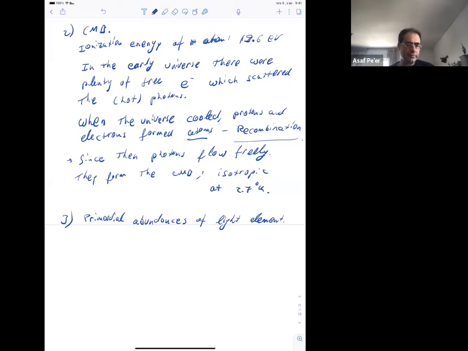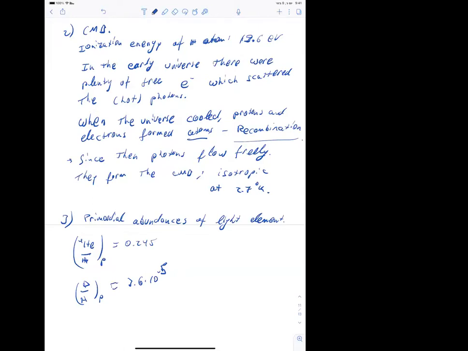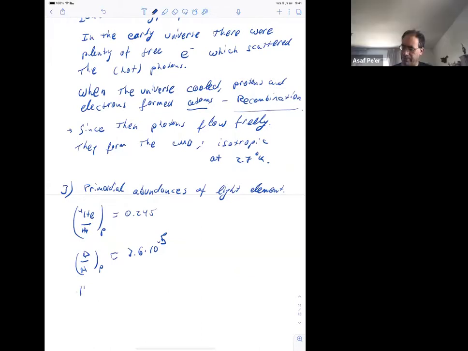So helium-4 over hydrogen, primordial, is 0.245. Or the deuterium over hydrogen, primordial, is something like 3.6 times 10 to the minus 5. So these are all elements that were formed during this process that took place in the very early history of the universe. And these are the building blocks of the stars, essentially. And this is something which we can see. And the same for helium-3. Yeah, question?